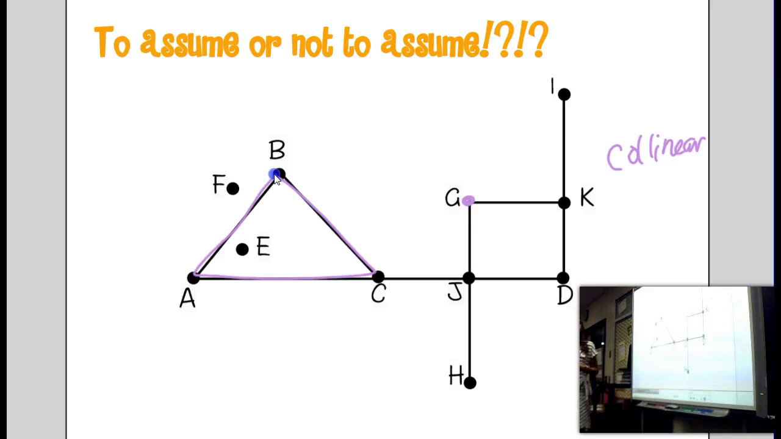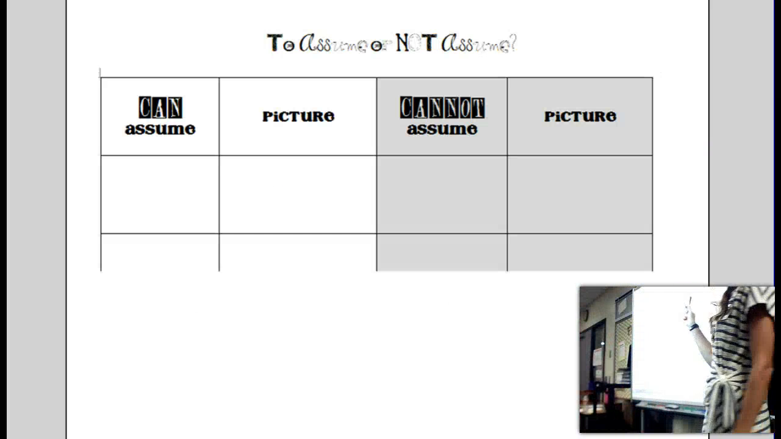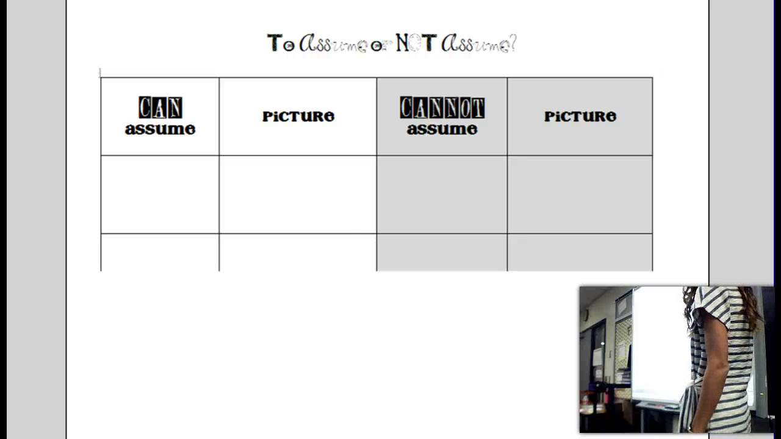Can we assume that AC is larger than CJ? No. Do we have any numbers? No. So no, we actually can't use our eyes. We can't even assume that. So just stop asking us questions. Let's just get down to it. What can we assume and what can we not assume? That's what we have in front of you hopefully right now.